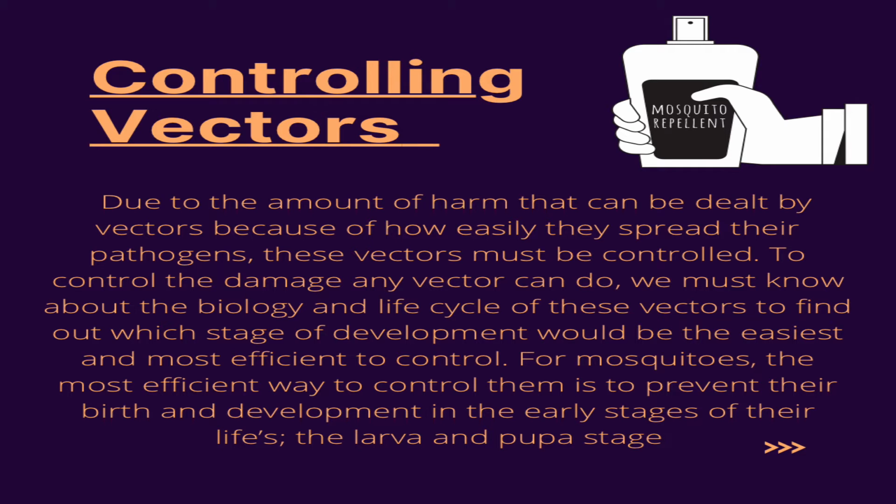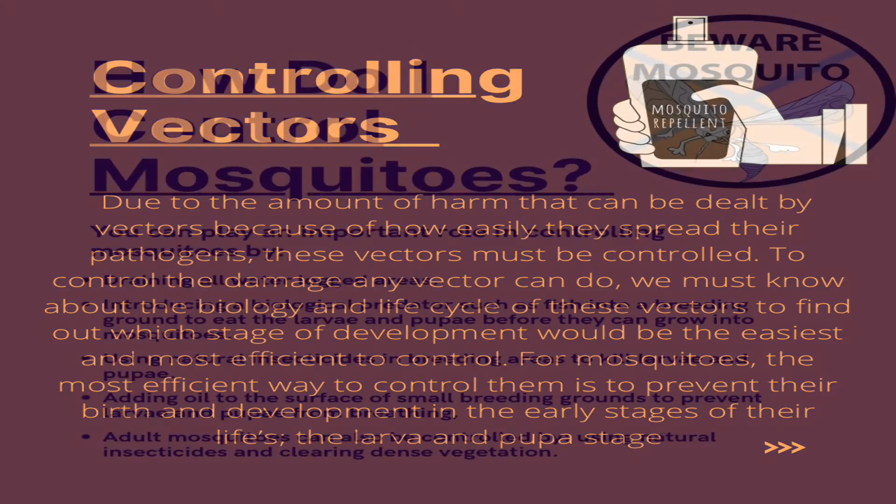To control the damage any vector can do, we must know about the biology and life cycle of these vectors to find out which stage of development would be the easiest and most efficient to control. For mosquitoes, the most efficient way to control them is to prevent their birth and development in the early stages of their lives, the larva and pupa stage.